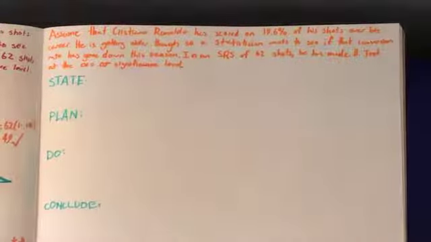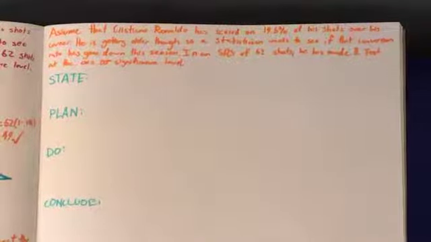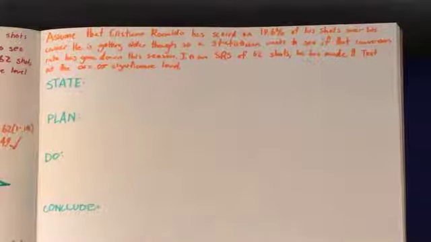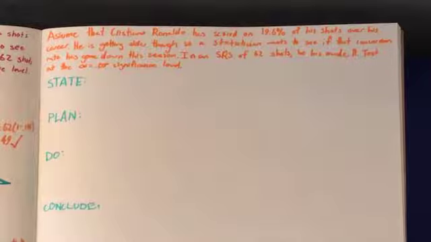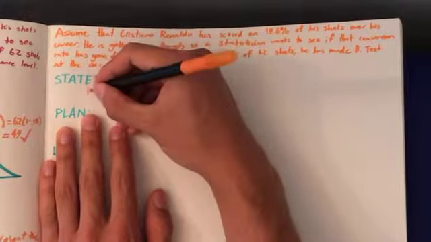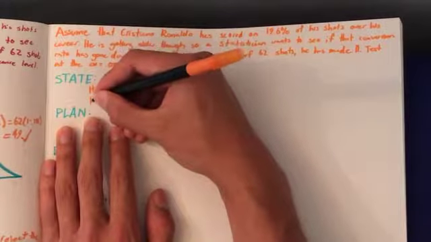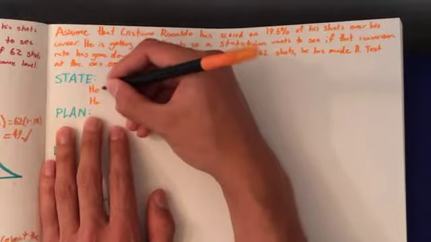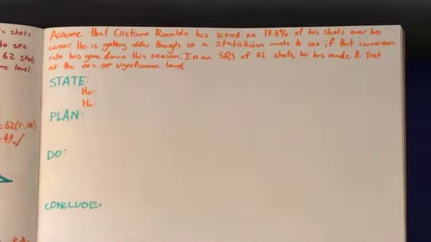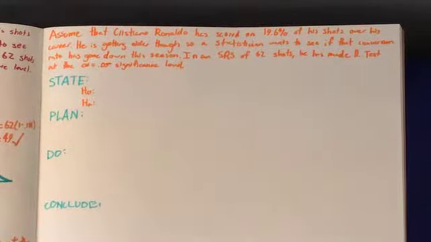So these problems are broken down in 4 parts for you guys, like they have been over the last few chapters. We're going to state, plan, do, and then conclude. To start off, we need to state our hypotheses. And our hypotheses always start off with a null hypothesis, which is H naught, and an alternative hypothesis, which is HA.